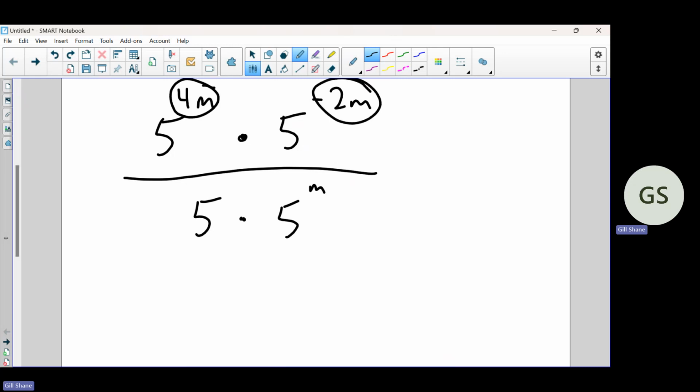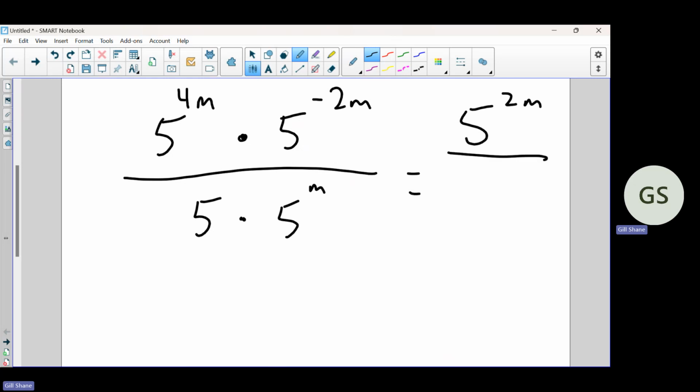This is why I didn't move the negative 2m to the bottom, because I knew the negative was going to go away. So I can add those exponents because I have the same base. And I would get 5 to the 2m divided by 5 times 5 to the m.